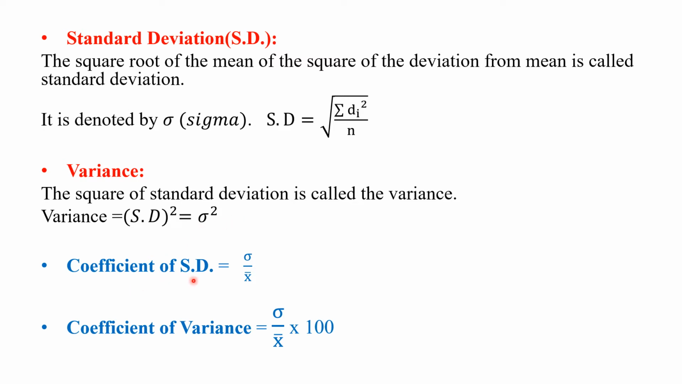Now coefficient of standard deviation is given by the formula sigma upon x bar, and coefficient of variance is sigma upon x bar into 100.